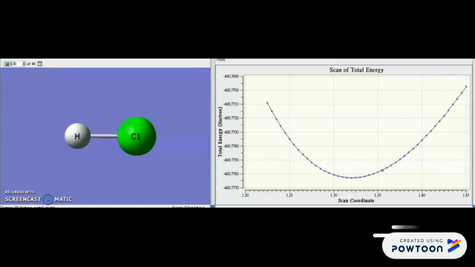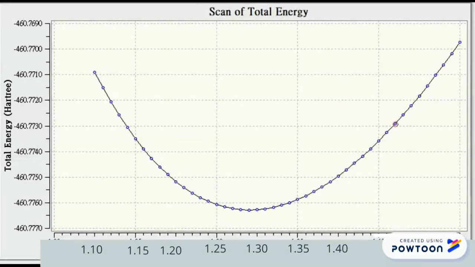Next is hydrochloric acid. Hydrogen is bonded to chlorine, which has a greater atomic size and is more electronegative, meaning chlorine would hug more shared electrons. To determine the actual bond length, the same procedure is carried out on the bonds. The lowest potential energy level is 1.28 angstrom.